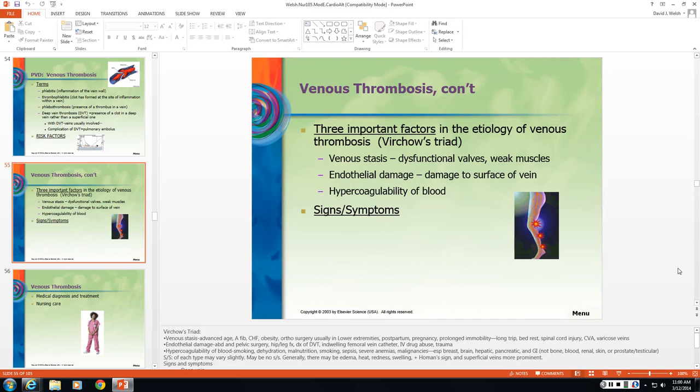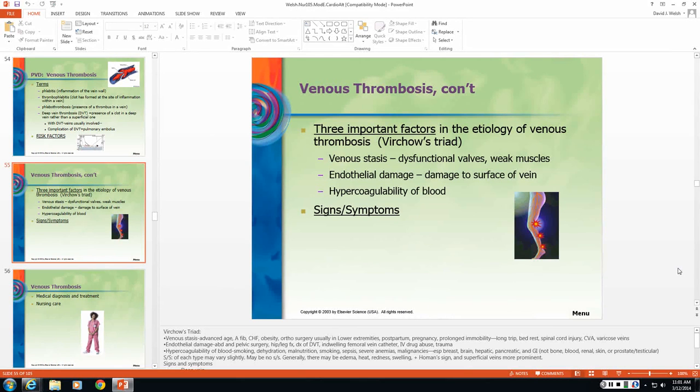Hypercoagulability of the blood usually is going to be caused by smoking, dehydration, malnutrition, severe anemia, sepsis, any kind of malignancies, especially breast, brain, hepatic, pancreatic, or GI.